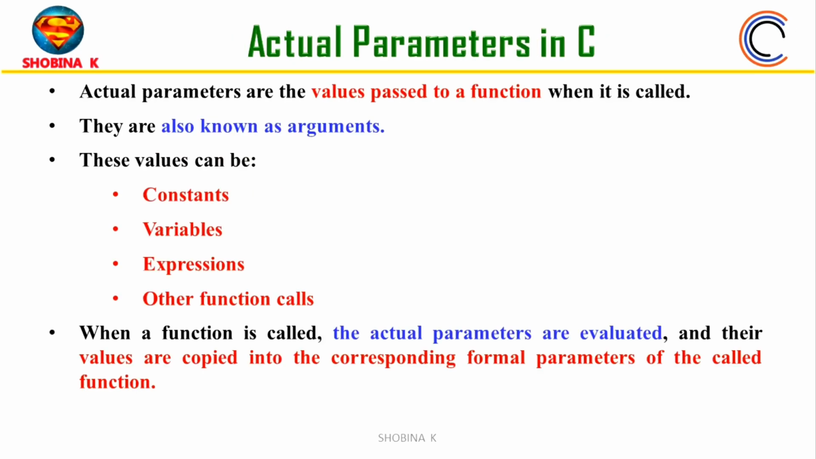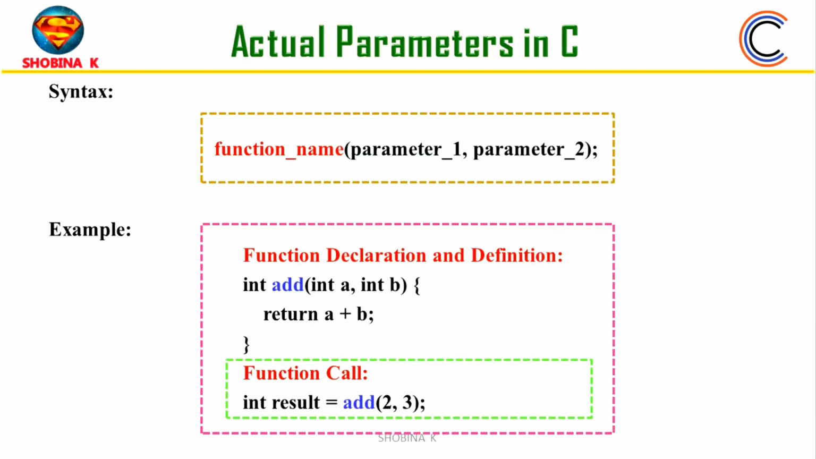First, actual parameters in C. Actual parameters are the values that are passed to a function when it is called. They are also known as arguments. These values can be constants, variables, expressions, or even other function calls. When a function is called, the actual parameters are evaluated and their values are copied to the corresponding formal parameters of the called function.